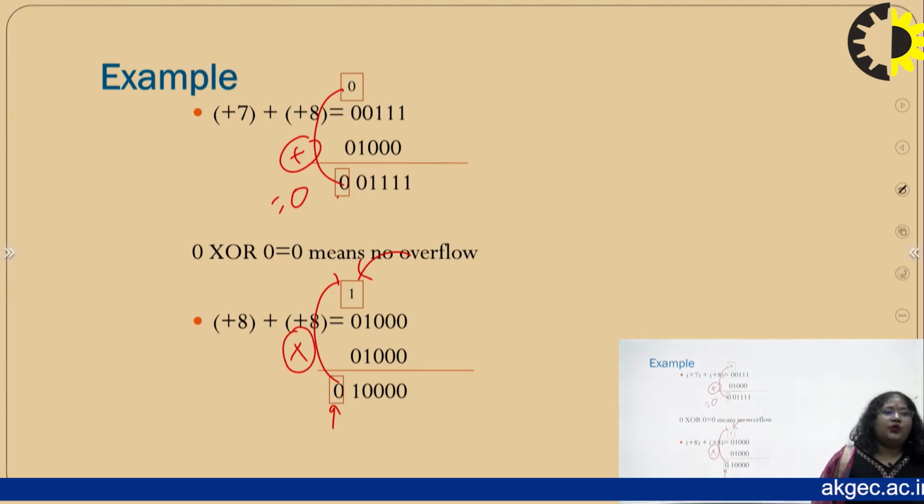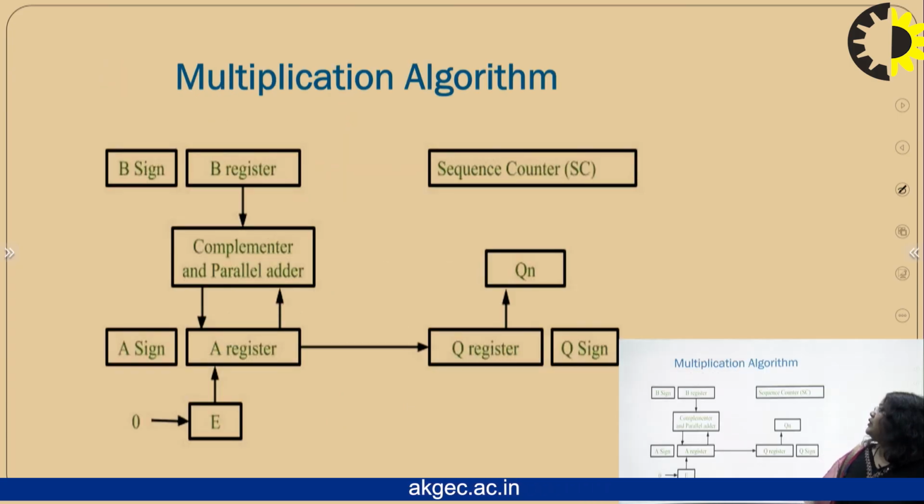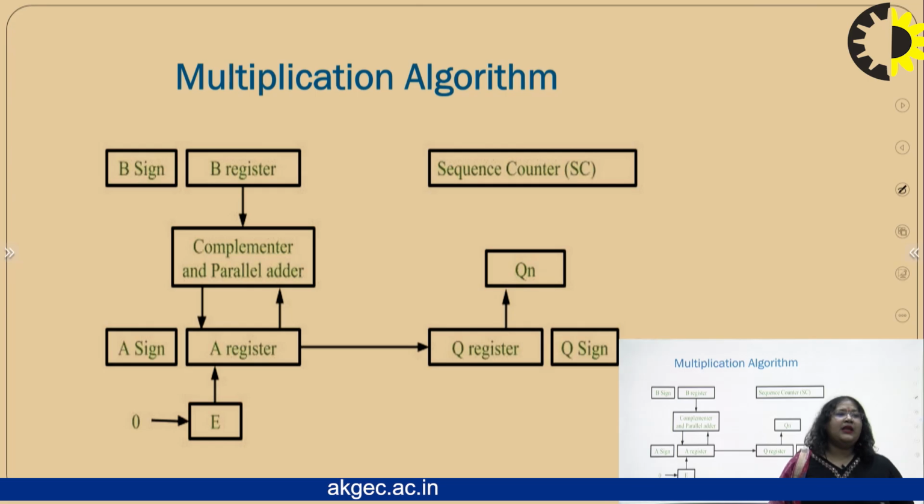So, that means this XOR is high, which means there is an overflow. So, this is the overflow condition. Now, we have to move to the next topic. This is the multiplication algorithm.